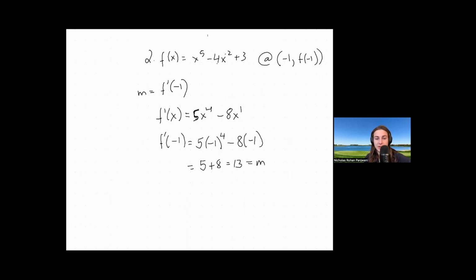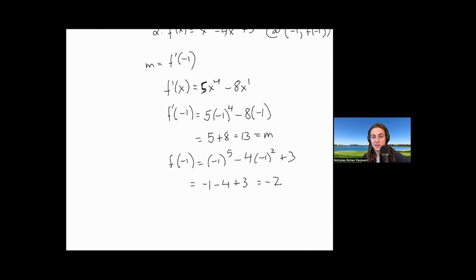F of negative 1 equals negative 1 to the fifth minus 4 times negative 1 squared plus 3. So negative 1 to the fifth is going to be, again, negative. So negative 1 minus 4 times positive 1, so minus 4 plus 3. So negative 5 plus 3 is negative 2.